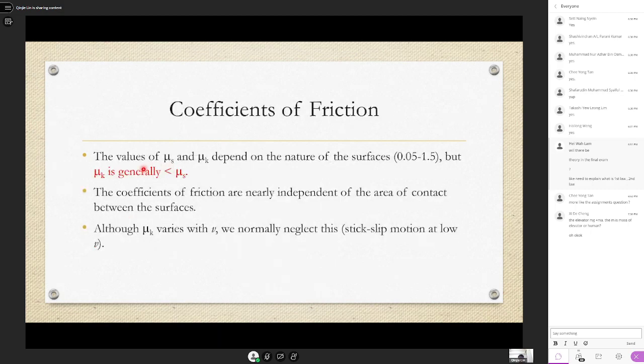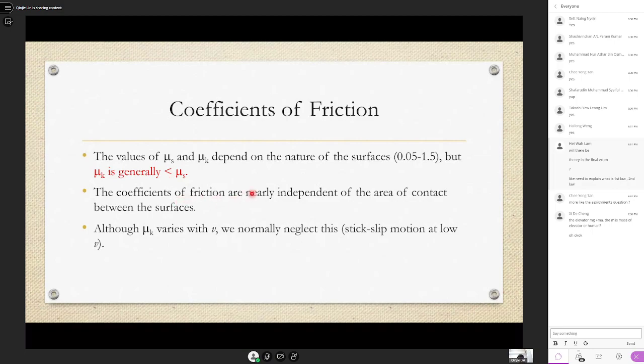Coefficients of friction, so the mu s and the mu k that we were talking about in the previous slide, depend on the nature of the surfaces. These are the typical values. We will not need to memorize any of them. If needed, it will be given. But mu k is generally smaller than mu s. That's why just now in the diagram, we see there will be a small dip, because mu k in general is smaller than mu s.